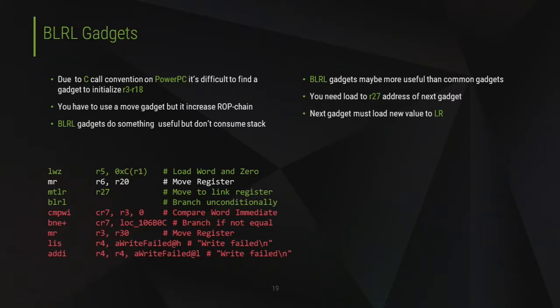Use the BLRL gadgets. Take a look at the gadgets on the slide. It loads a value from the stack to the R5 register, and at the same time, it doesn't consume extra space on the stack. In order not to break the ROP chain, you should, in the previous gadget, load into register R27 the address of the next gadget that must update our register.